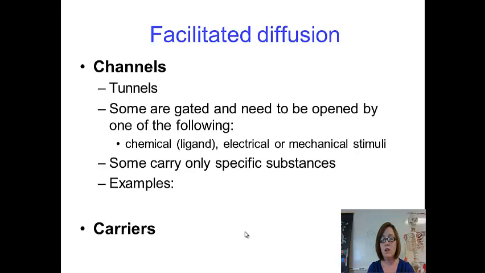Some channels only carry specific substances, like maybe only positive ions, for example, or maybe only polar molecules. Examples of channels include sodium ion channels. For example, when we talk about neurons, we're going to be talking about voltage-gated sodium ion channels. With a voltage-gated sodium ion channel, what opens the gate is a voltage change. And what goes through the channel is sodium.